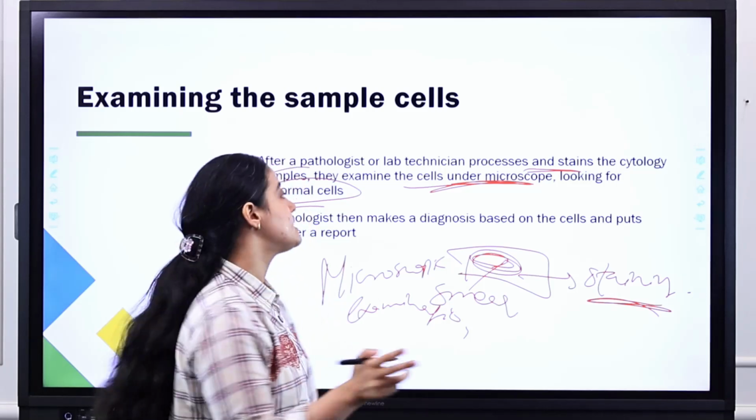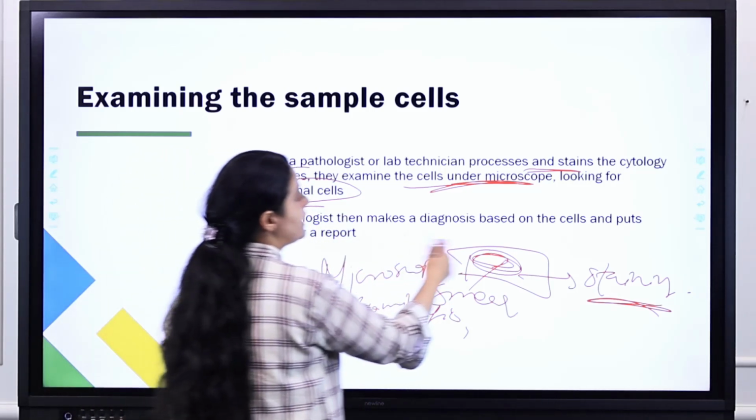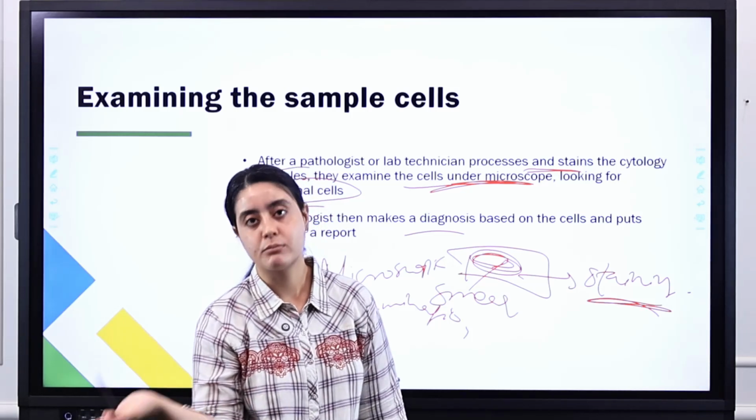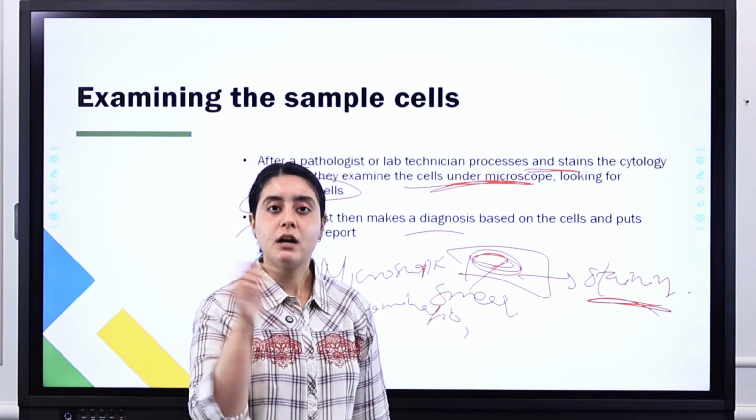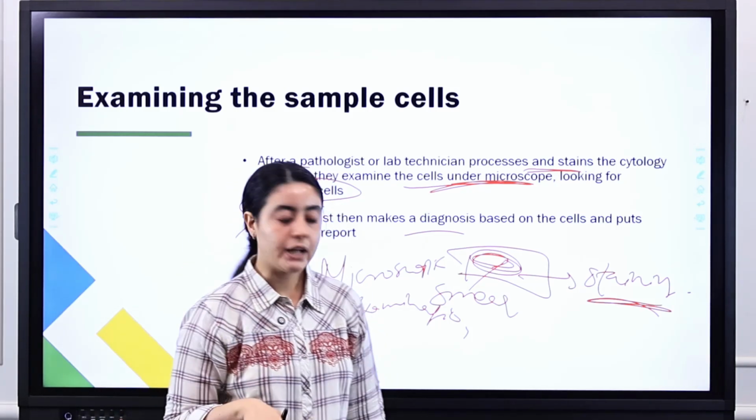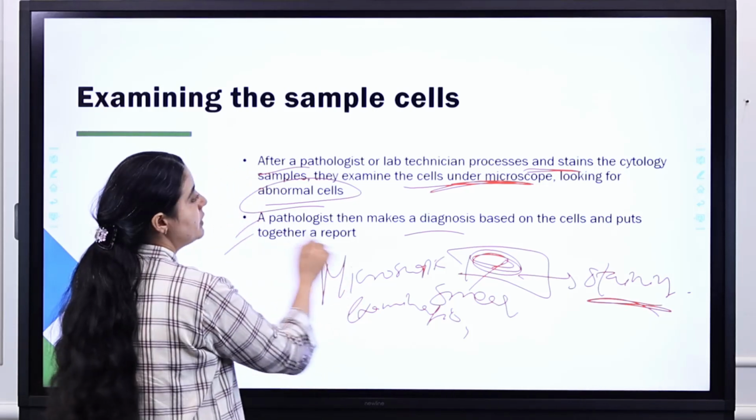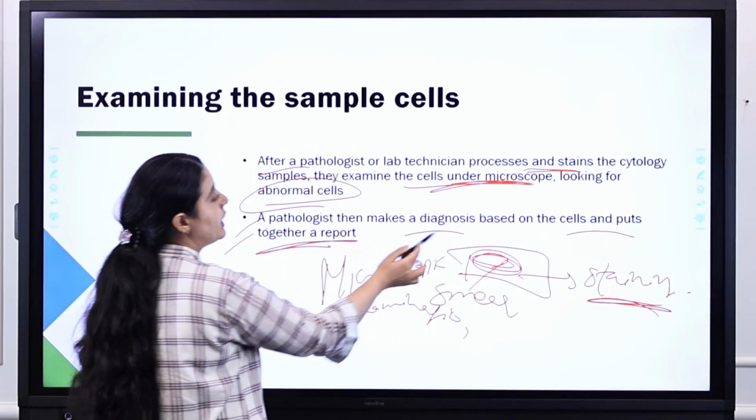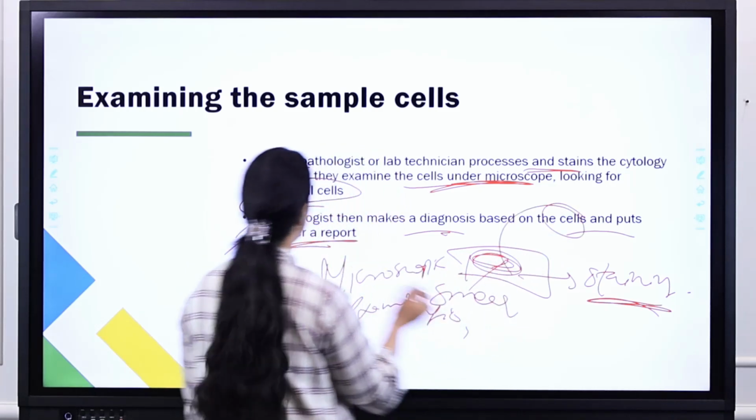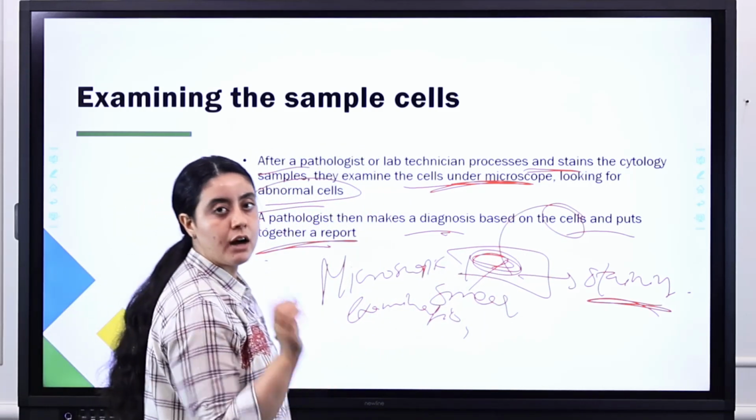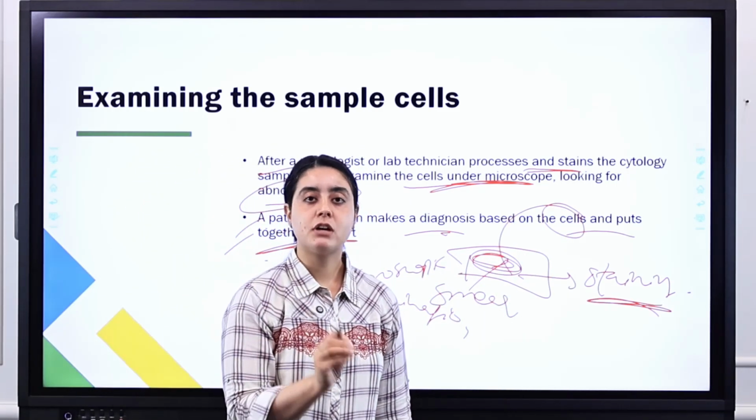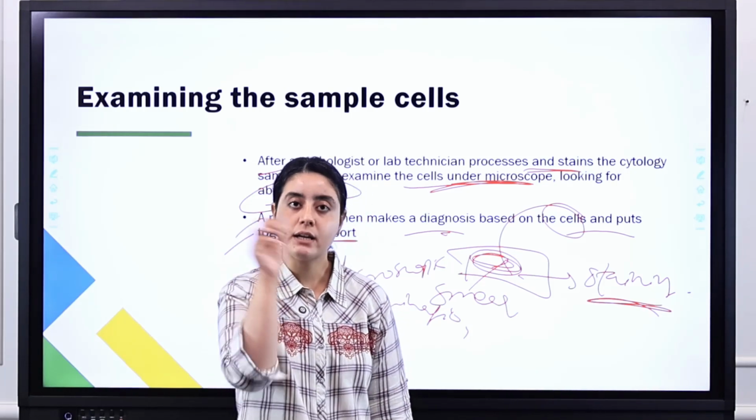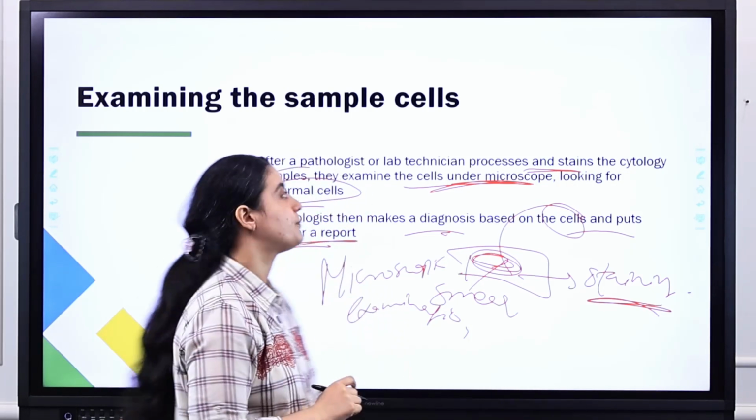Under the microscope, the pathologist will observe whether there is any abnormality or not. If an abnormality is there, the pathologist makes a diagnosis based on the cells. Either the cells are normal or the cells are abnormal. The pathologist will make a report according to that. A pathologist then makes a diagnosis based on the cells and puts together a report. After microscopy, he will observe whether cells are normal or abnormal, and according to that, he makes a final report.